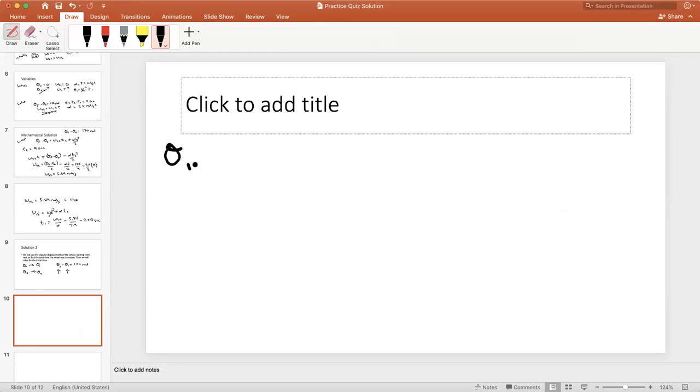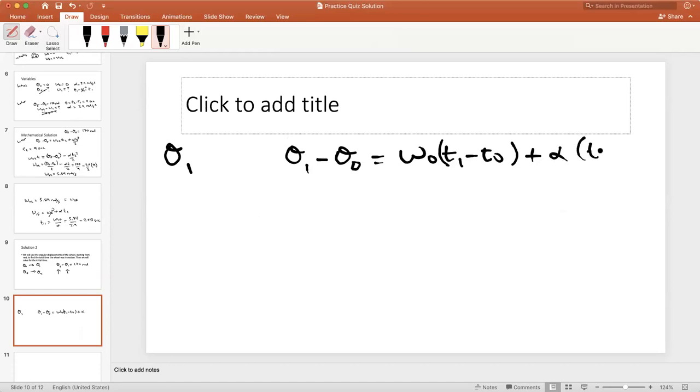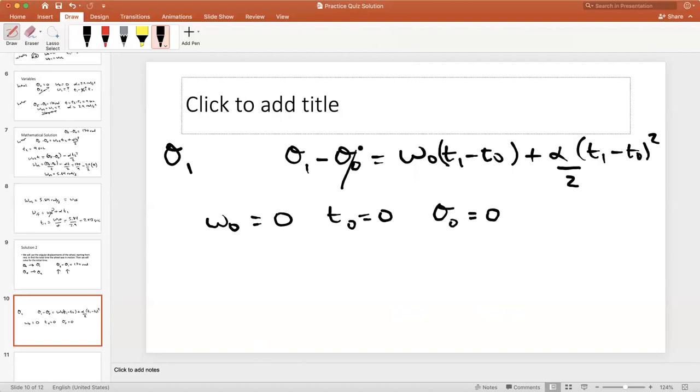So for theta 1, we have theta 1 minus theta initial is equal to omega initial times t minus t naught plus alpha times t1 minus t naught squared over 2. But we're going to note that the initial angular velocity is 0, the initial time is 0, and the initial angle is also 0. So this goes away, and this goes away, and what we're left with is that theta 1 is equal to alpha divided by 2 times t1 squared.